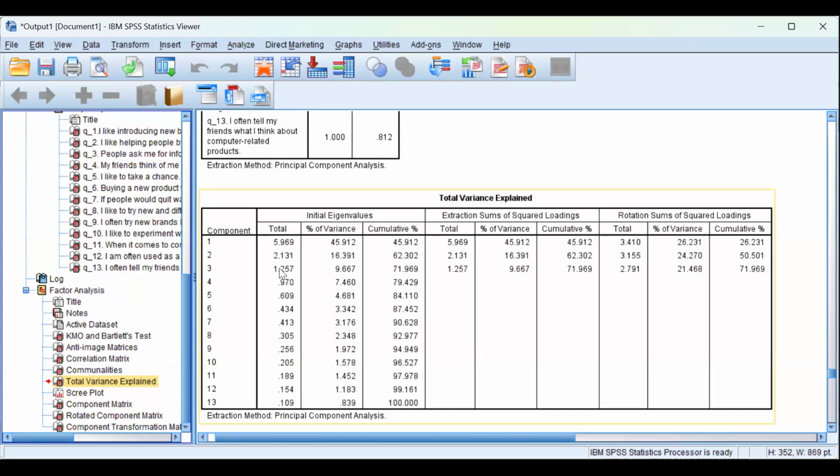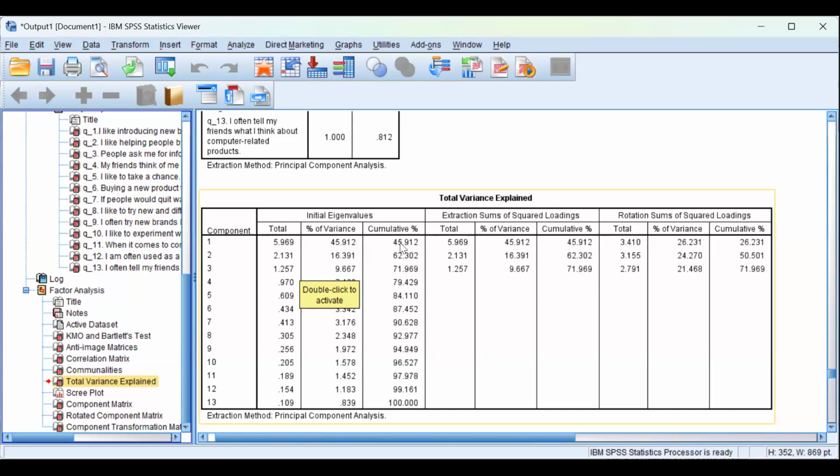So how many factors will we say are prominent? We will say that 3 factors are getting extracted, and how much variation are these factors causing, right? Can you see here? Total variance explained. This is the table of total variance explained. What is it causing? Look at the cumulative value. What is the variation it is causing?